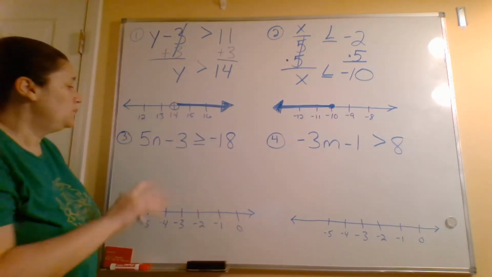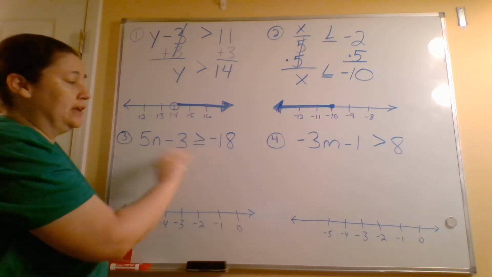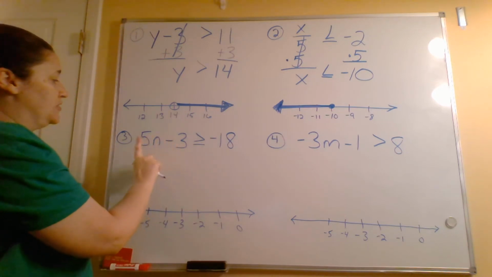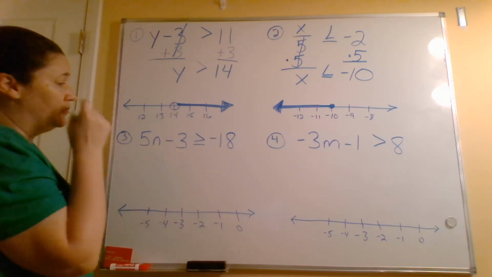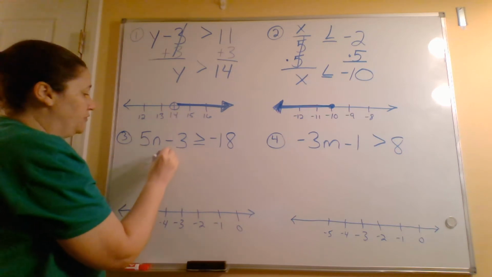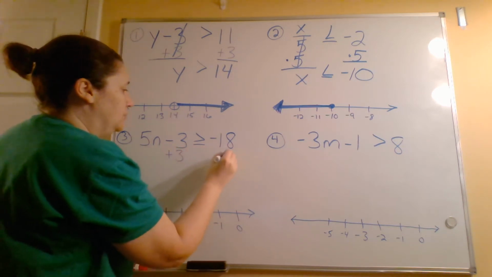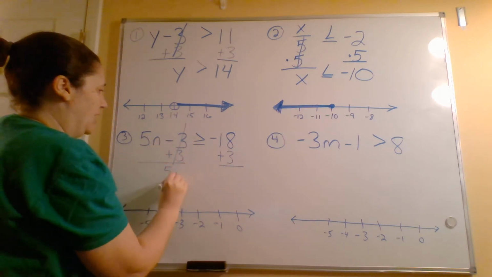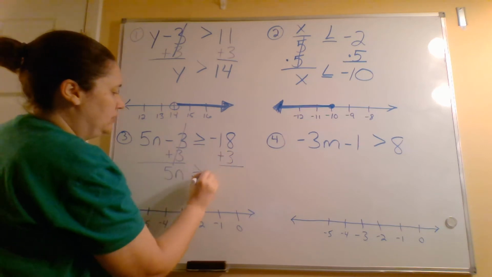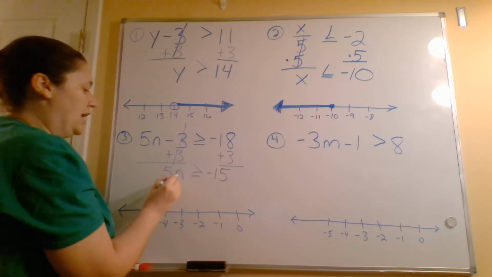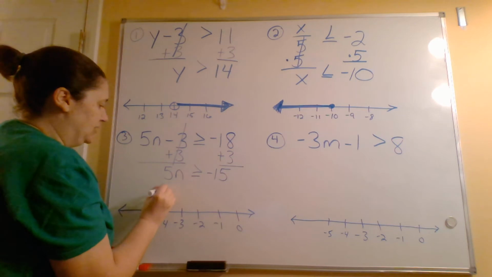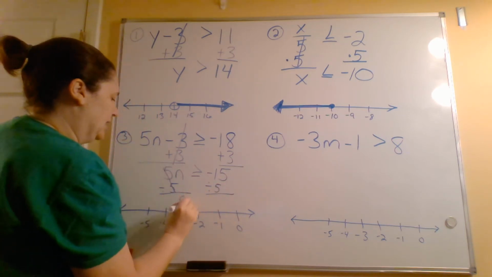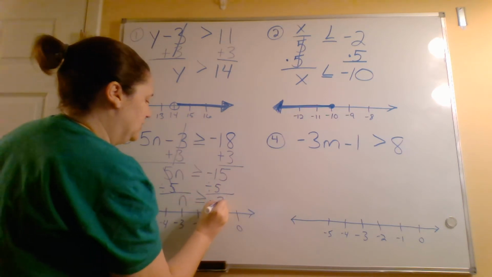Number 3. 5n minus 3 is greater than or equal to negative 18. There's two things happening in this inequality. They're multiplying by 5 and they're subtracting 3. You always do the adding and subtracting first, so I need to add 3 to both sides of the inequality. The 3's cross off. I have 5n is greater than or equal to negative 15. Then n is being multiplied by 5, so I need to divide both sides by 5. And when I do that, I get n is greater than or equal to negative 3.